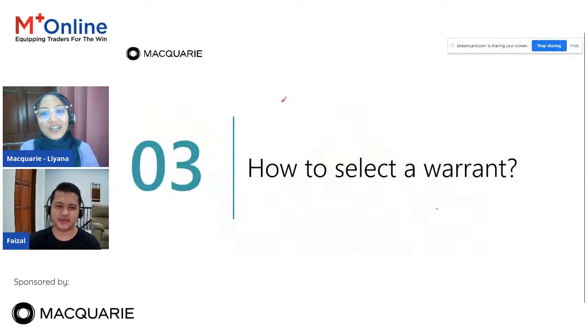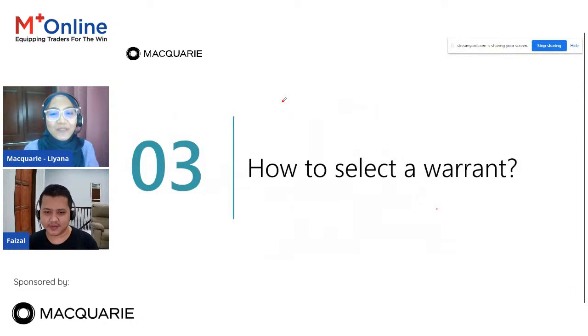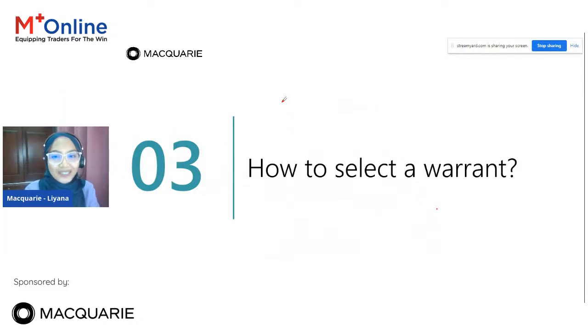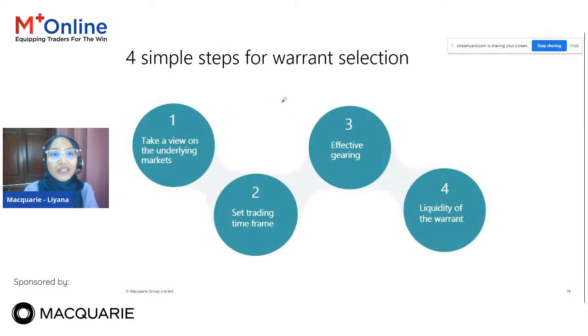Okay, so now kita dah habis pasal effective gearing. So kita akan pergi kepada another slide, which is macam mana untuk investors, trader pilih warrant yang sesuai. Okay, because apa-apa yang kita nak buat, kita nak trade saham ke apa ke, kita pun memang kena tahu macam mana kita nak pilih sesuatu produk yang sesuai dengan kita punya pelaburan. Okay, so actually there are 4 simple steps saja. Steps yang sangat mudah untuk anda mengetahui macam mana nak pilih structured warrants.